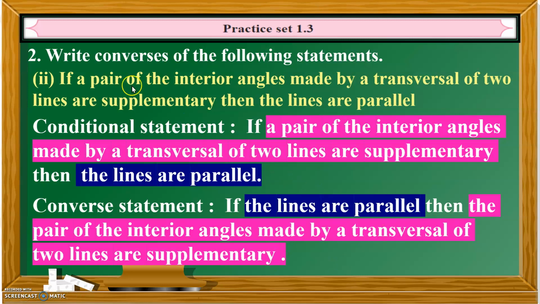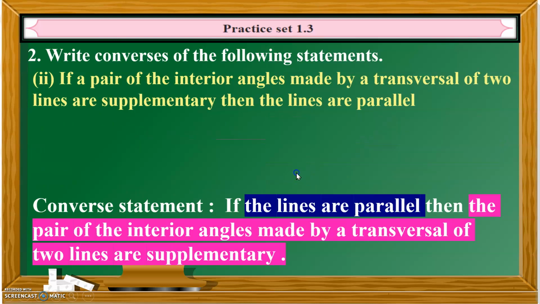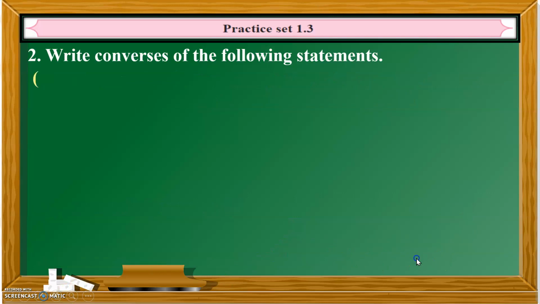So students, in this question, the question itself was a conditional statement. This part I had only written for explanation purpose. So when you are writing the answer, you need not write this part. Your answer will contain only this much, the converse statement directly. That was only for explanation. Okay, now let us proceed to the next question.